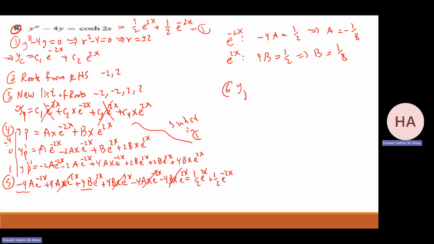Last step. What is Y_P? I just retain A and B. I have A is minus 1 over 8 x e to the power minus 2x plus 1 over 8 x e to the power 2x. That will be my solution.